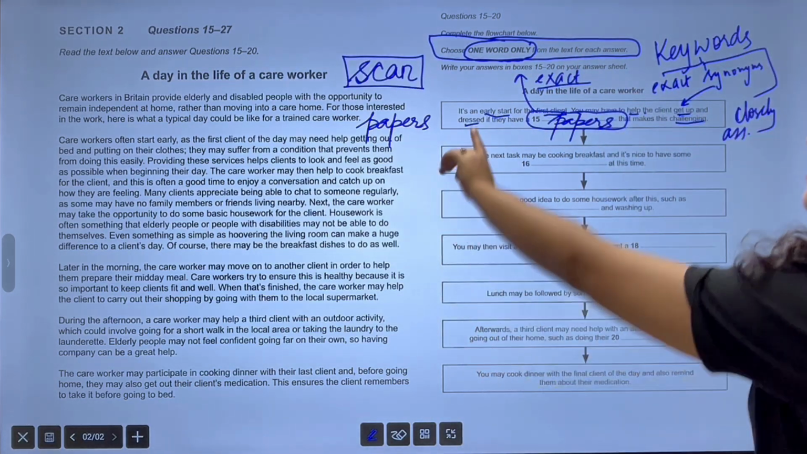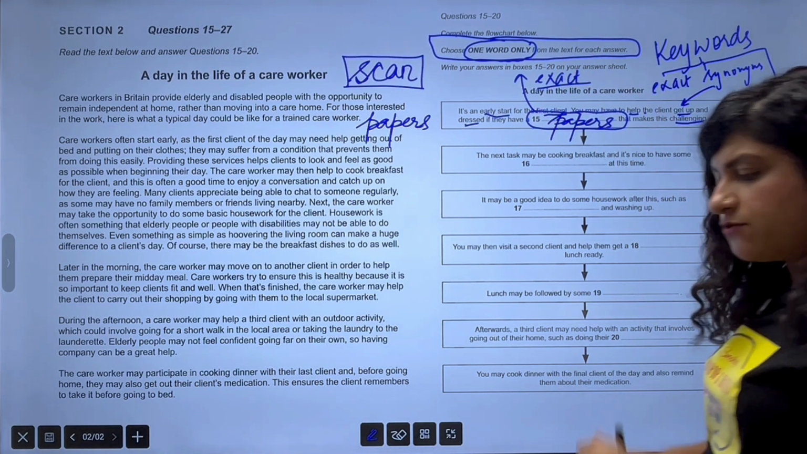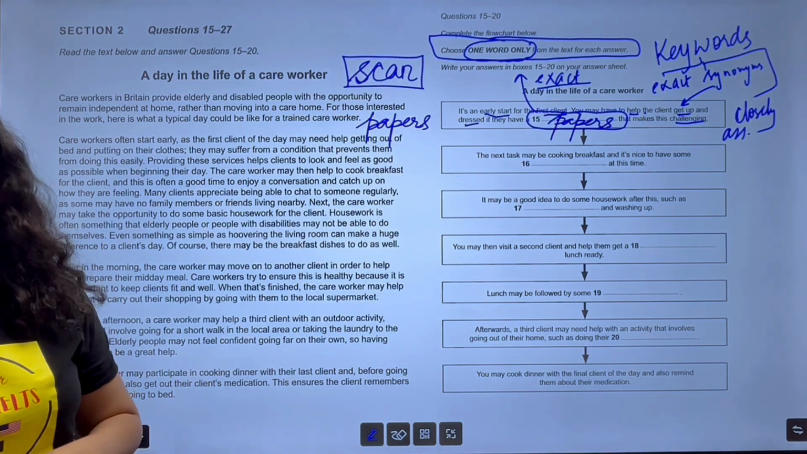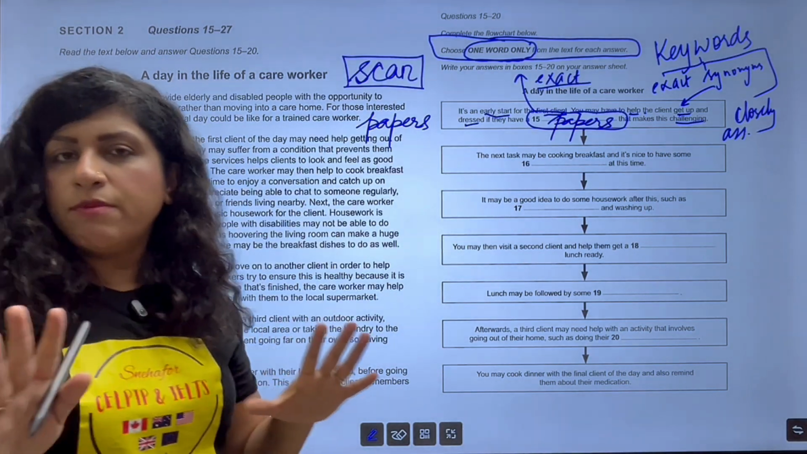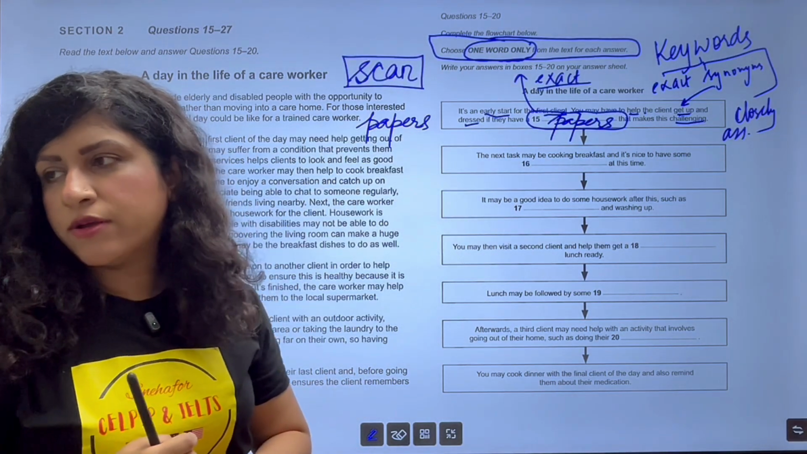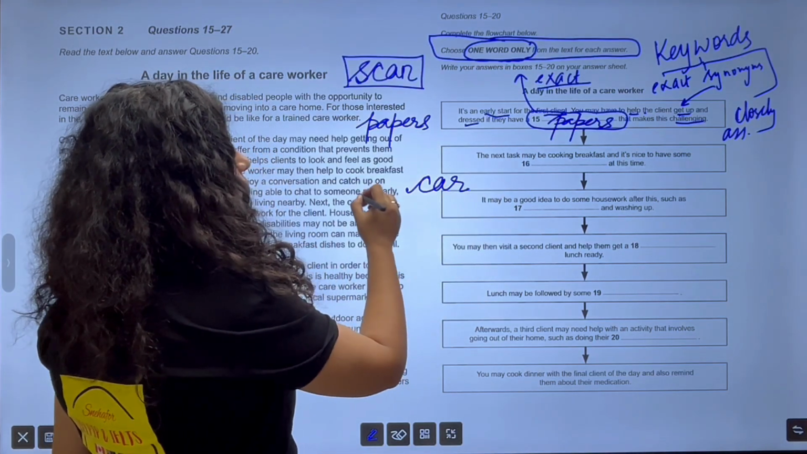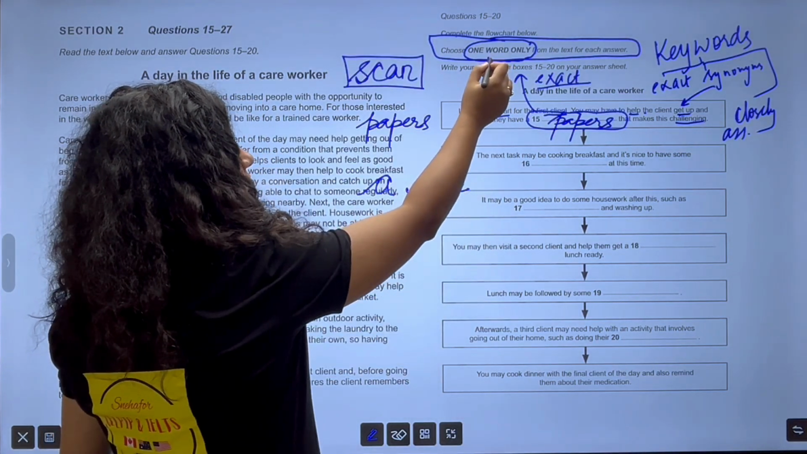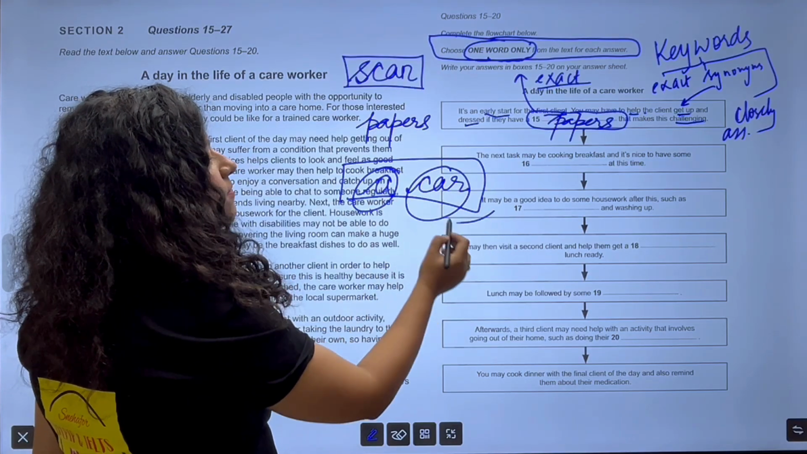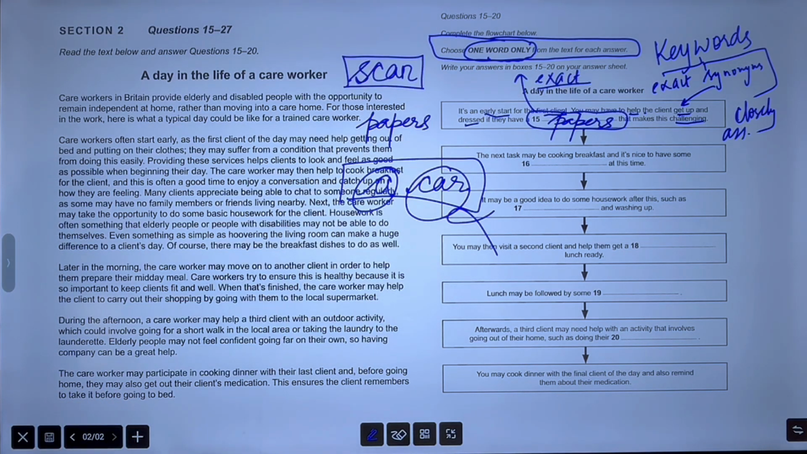For example, here the instruction very clearly says that you have to choose one word only from the text for each answer. If you use more than a word for these questions, your answer will be marked wrong. Doesn't matter whether you included the correct word or not, it will be marked wrong. For example, let's say your answer was car and you wrote a car. The instruction says one word only, but you wrote two words, a and car. It will be marked wrong. So you have to follow the instructions very carefully.